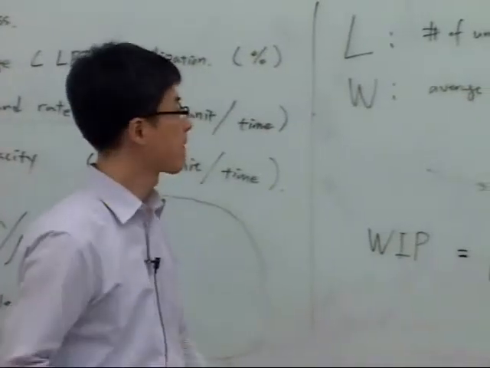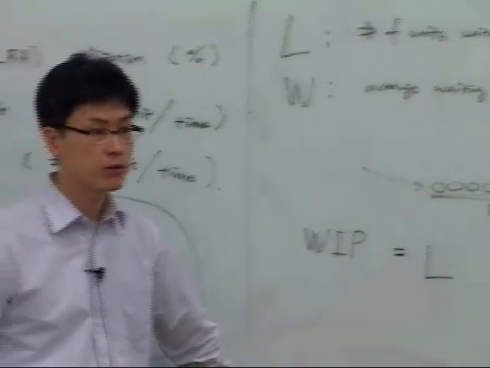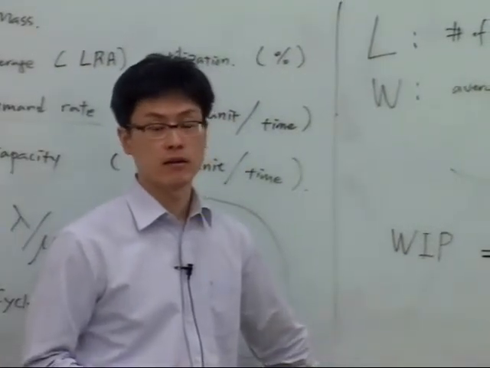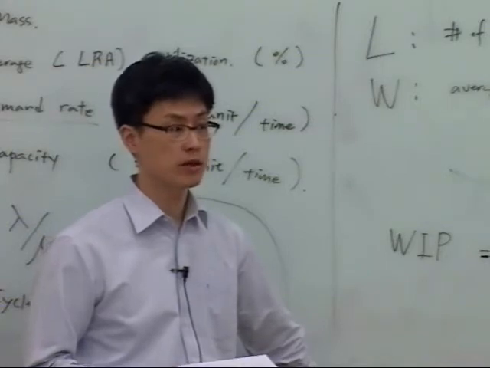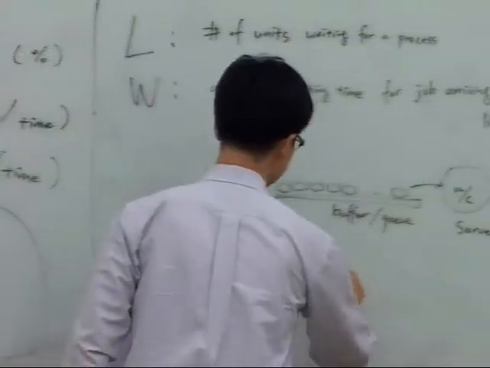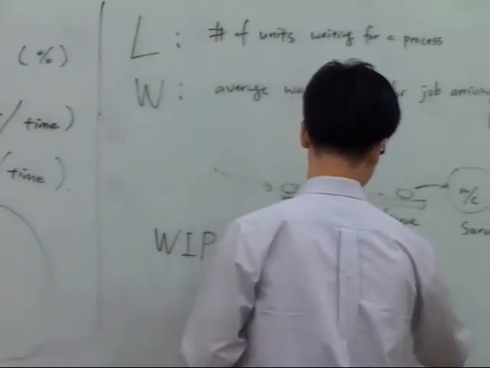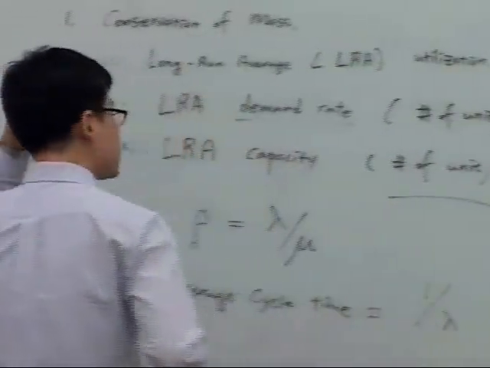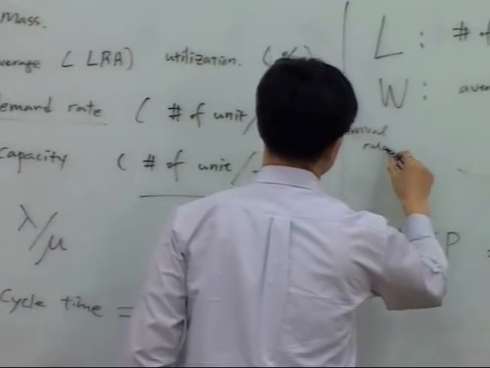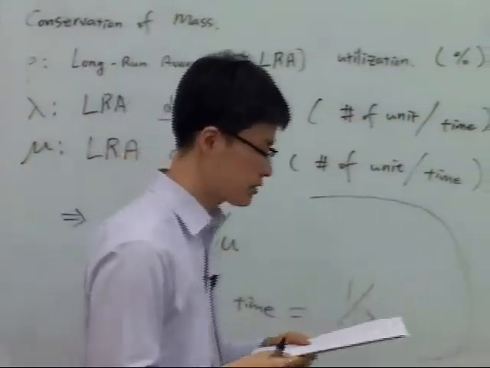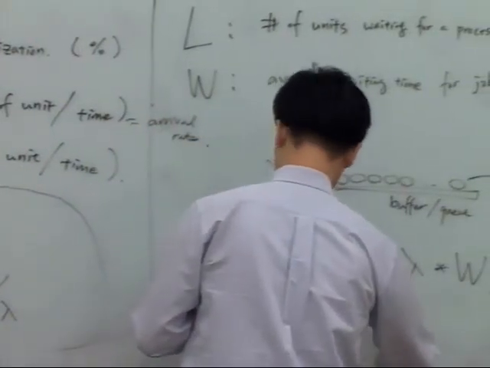Okay, straightforward. At this current moment, if inside of this line there is an L number of units, then work in process is L. In the specific bank line, if 10 people are waiting to be served, then work in process WIP is 10. Okay? And it has a relationship with this average waiting time. Like this. Lambda is demand rate, throughput, arrival rate, and W is average waiting time. Or we can do the simple math to say that W is equal to L over lambda.